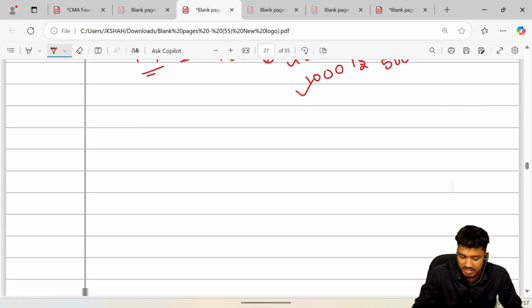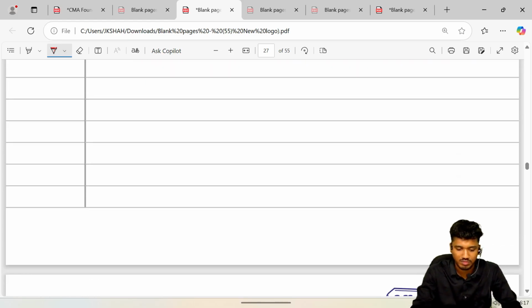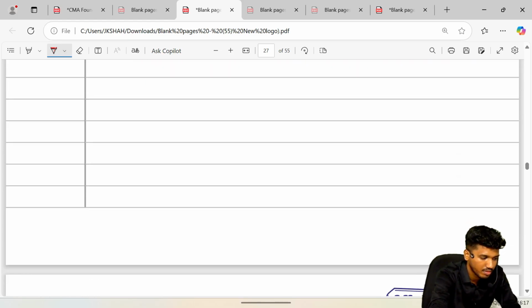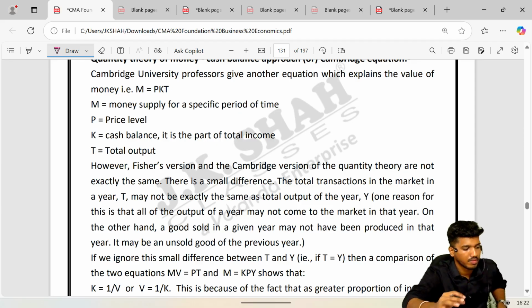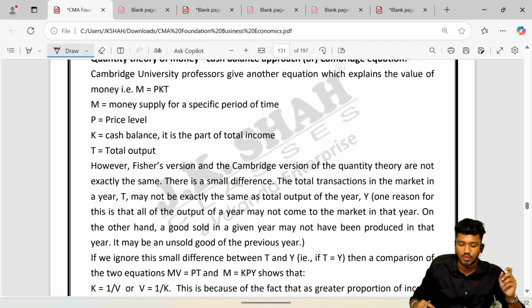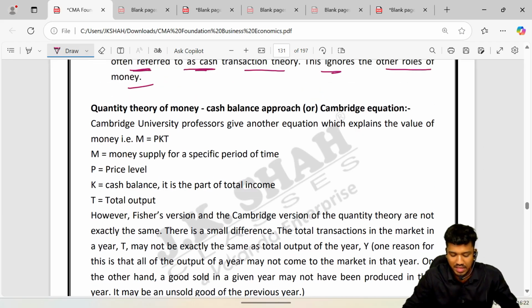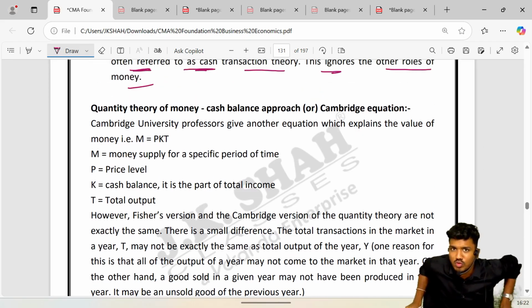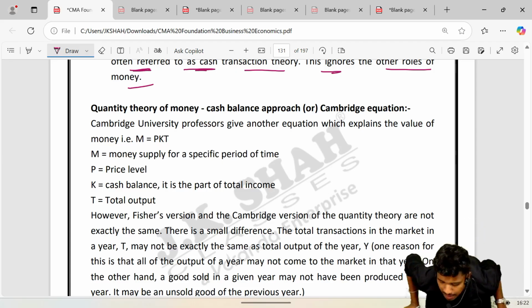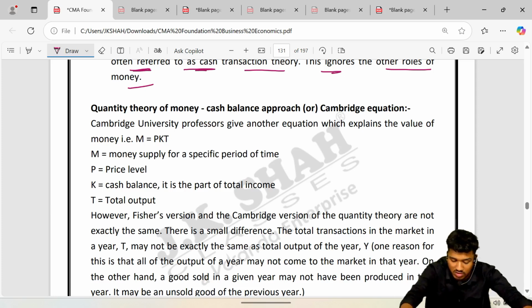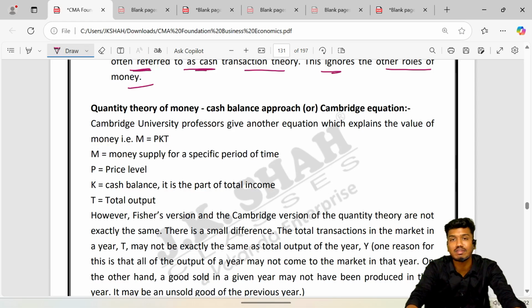Moving to the next concept, Cambridge cash balance approach. Again it is a quantity theory of money, but the Cambridge cash balance approach, or cash balance equation, has a slight difference. What Irving Fisher said is that money supply is equal to demand for money, and there is an inverse relationship between price level and value of money.